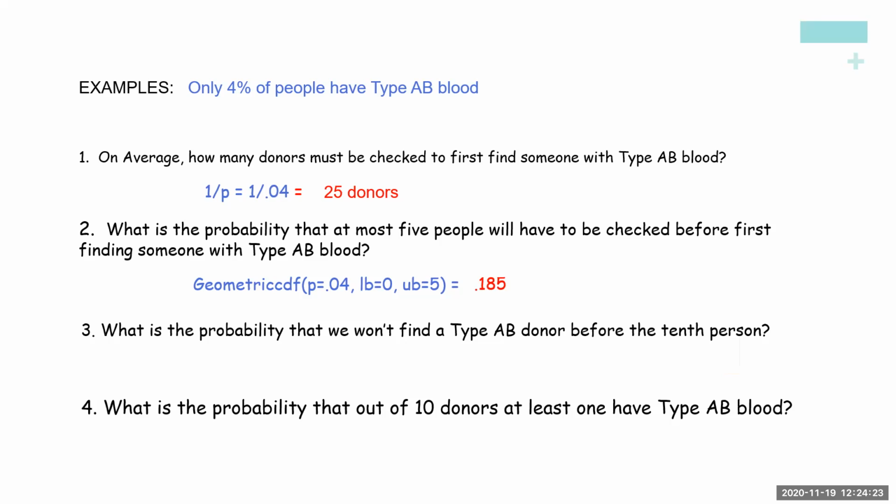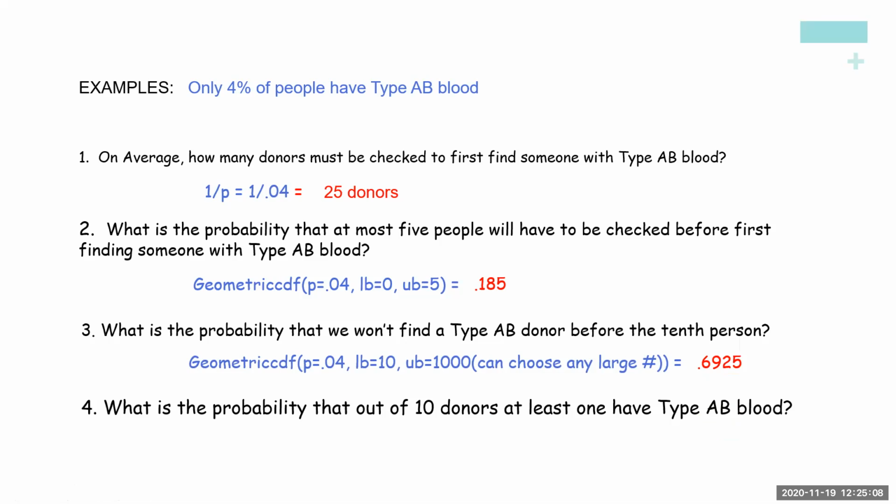So 3 says, what's the probability that we won't find a type AB donor before the 10th person? So again, we don't have a set number of trials, so it's going to be geometric. Again, CDF, and we must show these steps for AP credit. Probability is still 0.04. Lower bound is 10. And since it says before the 10th, your upper bound is basically infinity. So you can just choose a large number. 1,000 normally works. 10,000 if you want. And the total will be 0.6925, or about 69.25%.